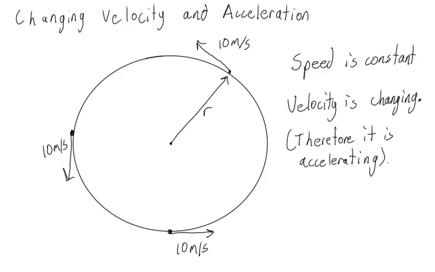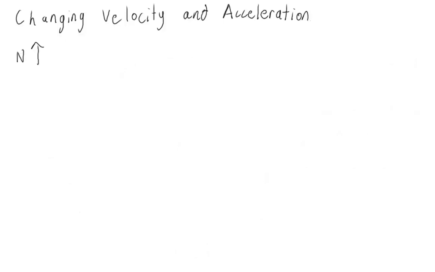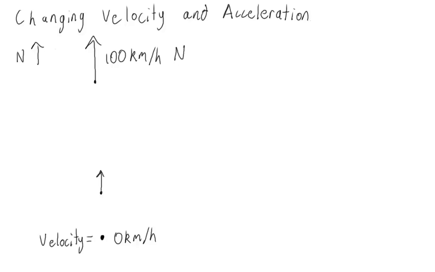Another example is a car which is heading north and is speeding up from rest. Its velocity may start at 0 km per hour, and then it will speed up to 100 km an hour over a 10-second period. In this case, the velocity is constantly changing. In this case, we can calculate the average velocity by finding the total displacement of the car in this time and dividing it by 10 seconds.